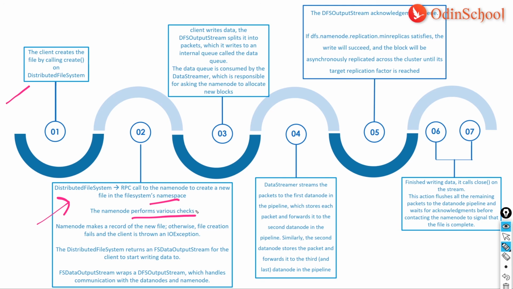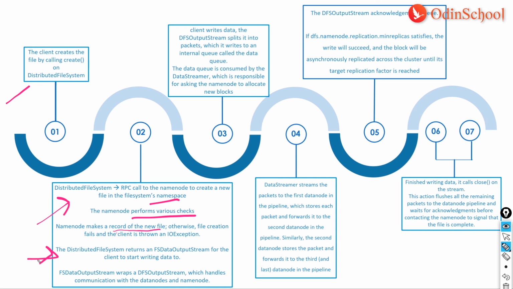Now if the checks are passed, then the name node makes a record of the new file. Otherwise file creation would fail, and the client would get an IO exception or a file already exists exception. All that kind of error handling would be happening. Then the distributed file system returns an fs data output stream object for the client to start writing data to. Just as in the read case, I had told you, fs data output stream is in turn wrapping a dfs output stream.